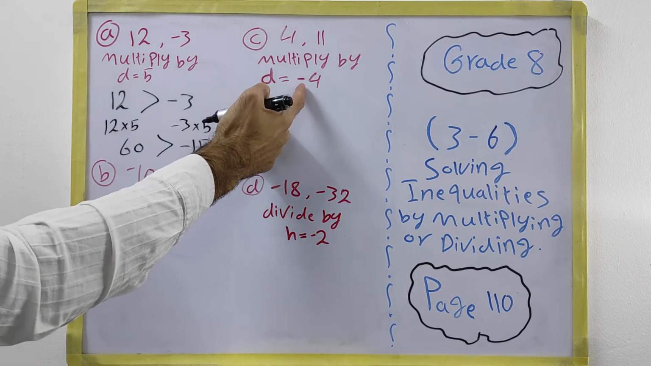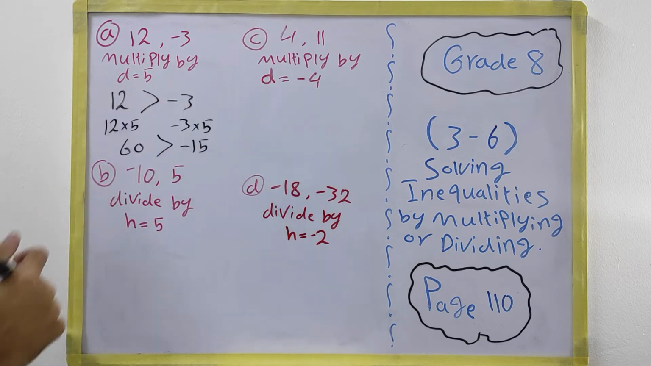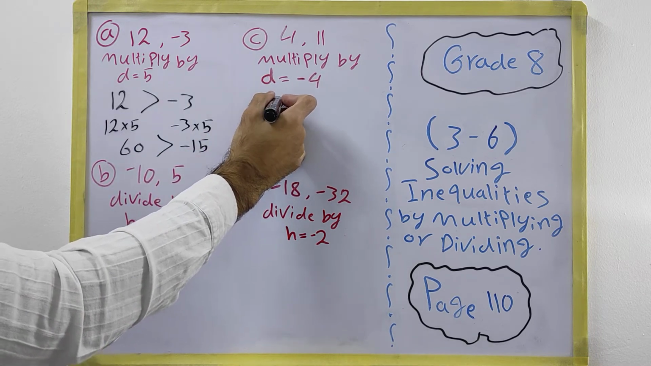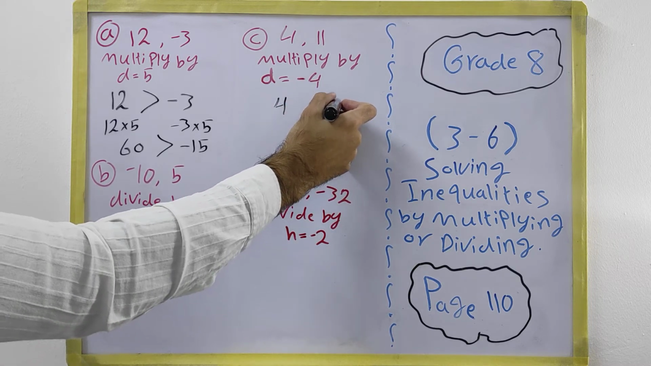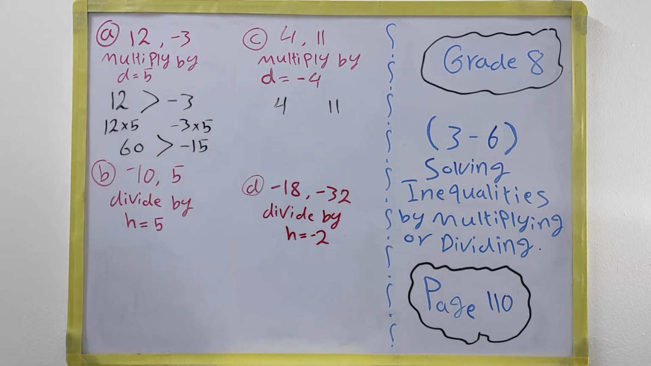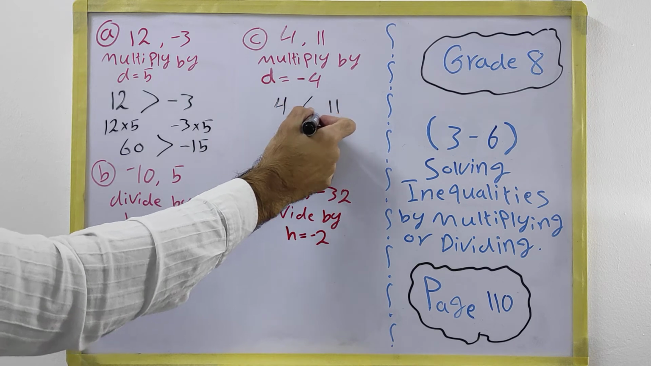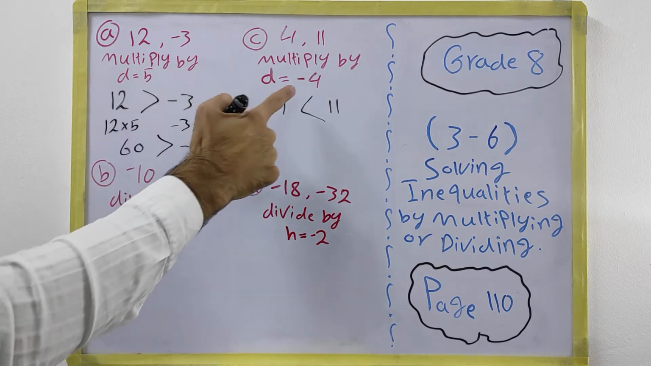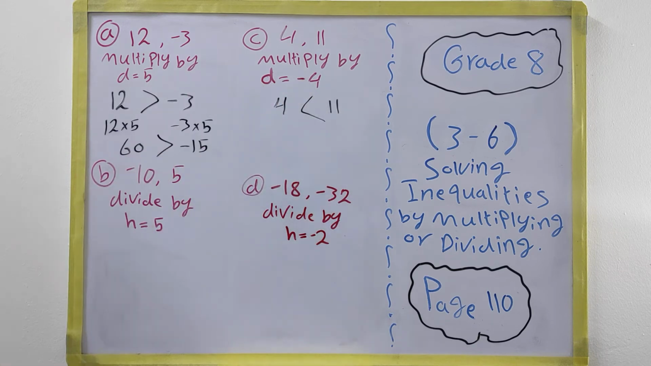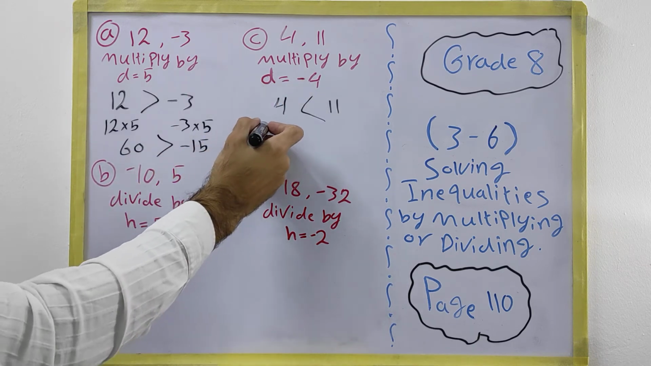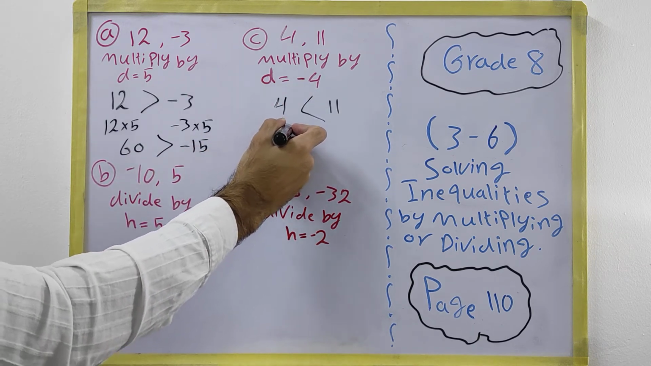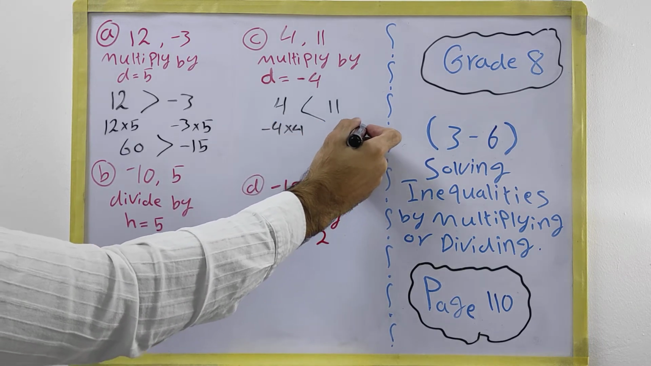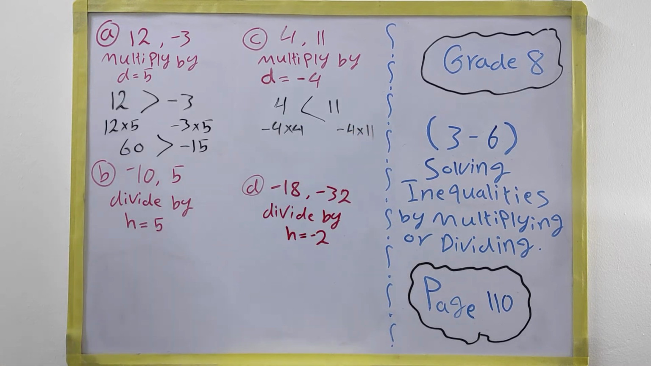Let's see for the other one, which is negative 4. In this side we have 4 and 11. Which one is greater? We see that 11 is greater than 4. Yes. But what if we multiply both of them by negative 4? Negative 4 multiplied by 4 and negative 4 multiplied by 11.